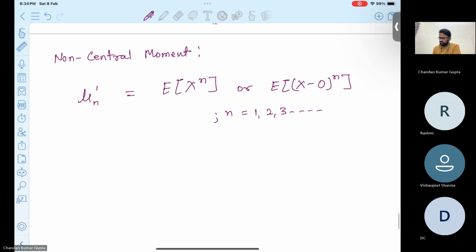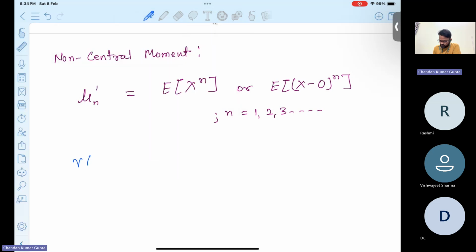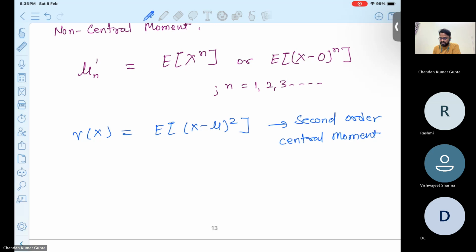Also, if you remember, we have already discussed that the variance of x is actually the expected value of x minus mu whole square. That means it is a second order central moment. And we have also expanded this formula, which is equivalent to the expected value of x square minus expectation of x whole square.